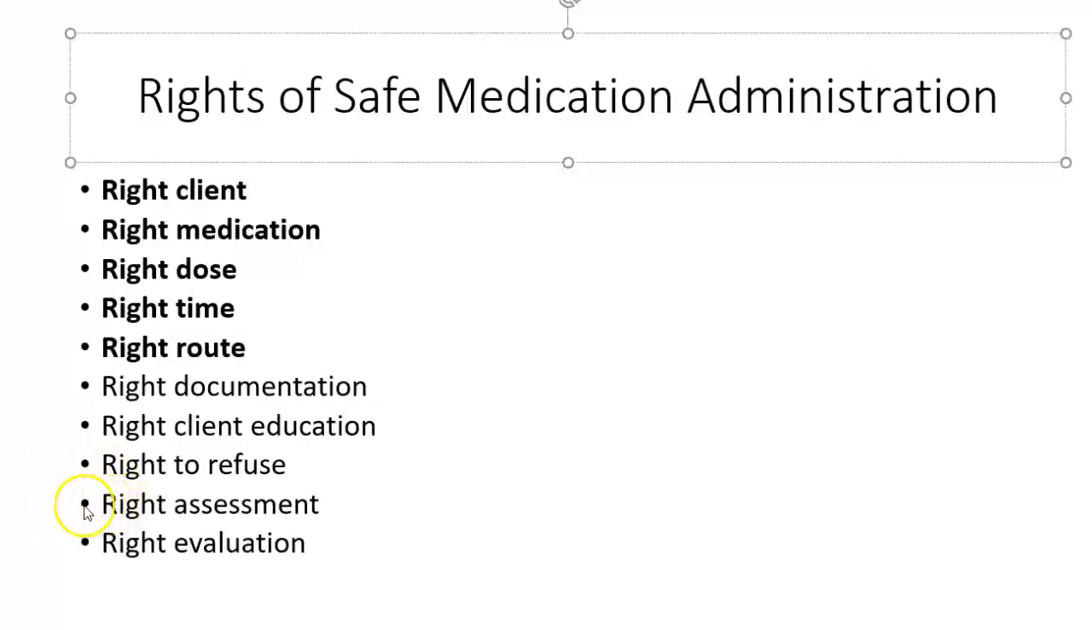Also right assessment. So if I'm giving a blood pressure medication, I better check the blood pressure before giving it, because if my patient has something going on where their blood pressure is low and then I give a medication that makes it even lower, that's going to be a problem. Right evaluation. Same thing. I give a medication that's going to lower blood pressure. I want to come back and check and see that my patient still has a safe blood pressure, right? Was the medication effective and is it safe?